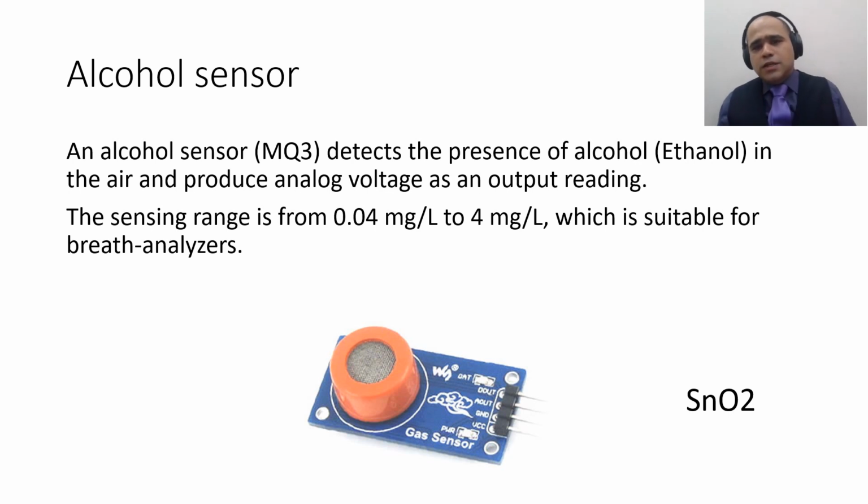An alcohol sensor is nothing but a sensor that can measure ethanol. Its range can go as low as 0.04 mg per liter up to 4 mg per liter and is suitable for regular breath analyzers. So MQ3 is the number which you should look for if you are trying to build an alcohol sensor.